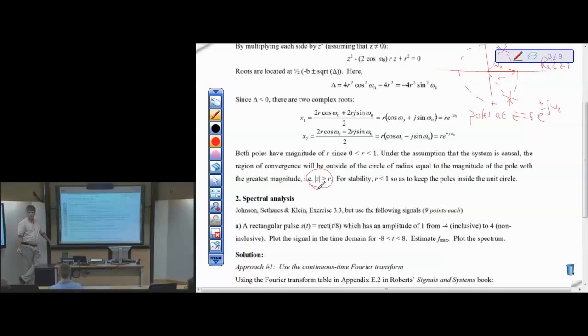Is this BIBO stable? But I said r is less than 1, so we're good. So yes, right on. So in this problem, r was between 0 and 1, but not including 0 or 1.